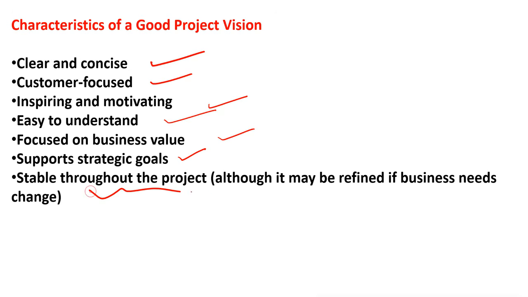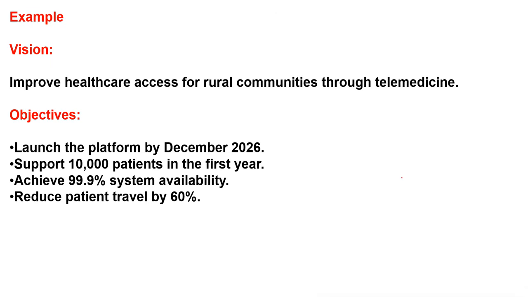This is one of the most important characteristics: stable throughout the project. What does it mean? It is not a hard and fast rule. If you have written the vision statement once, you cannot change it. Although, if there are some requests, you have to analyze the request and then you can change the vision statement.